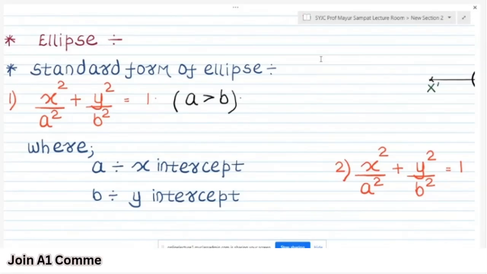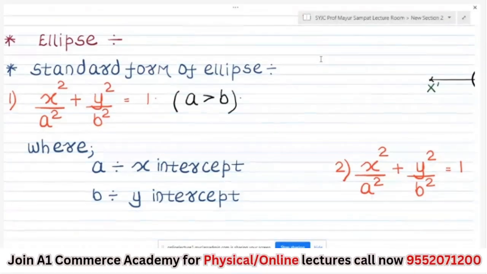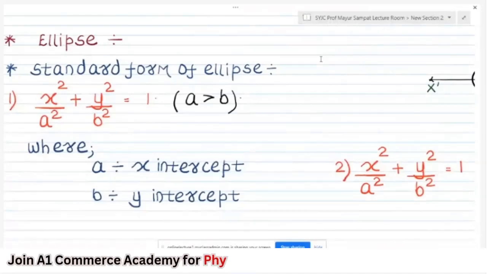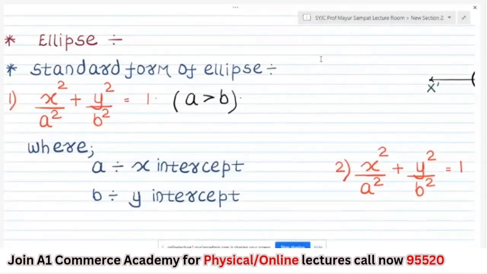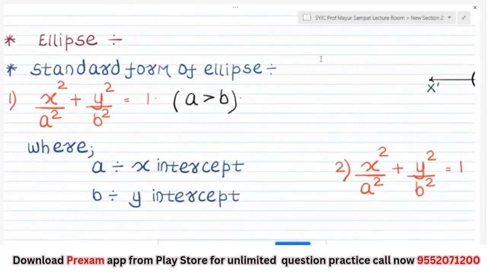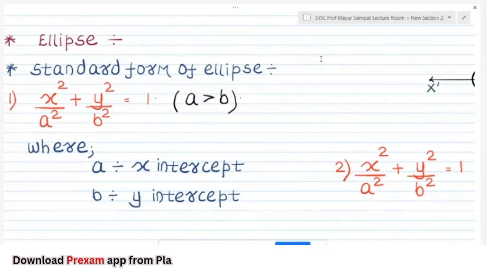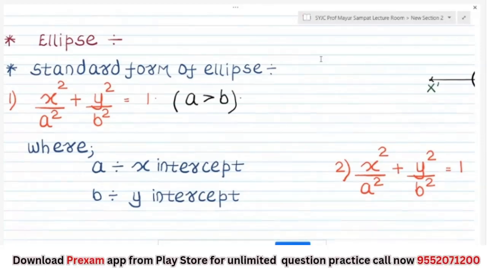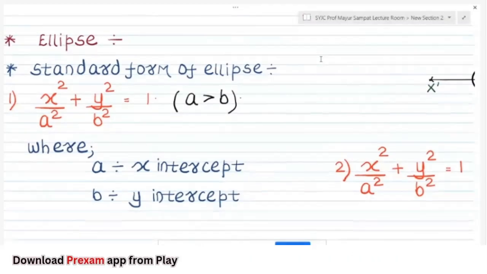In our last lecture, we completed the sums which were based upon parabola. After parabola, we studied about circle. Now, after completing circle, we are going to start with a new type of diagram.